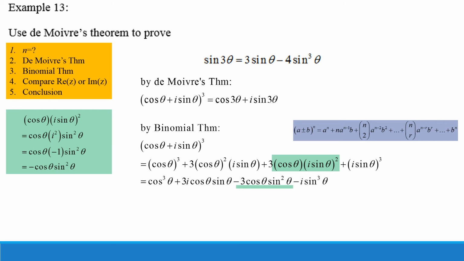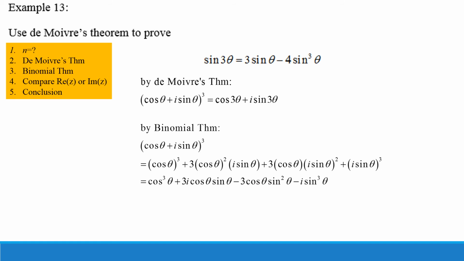An elaboration of the expansion in green is provided on the left. Be reminded that i squared is negative 1. Thus, the final outcome should give negative 3 cosine theta sine squared theta. Similarly, the expansion for the term in the red box is shown on the left. i cubed is minus i, so the final outcome is minus i sine cubed theta. This is what we have so far.